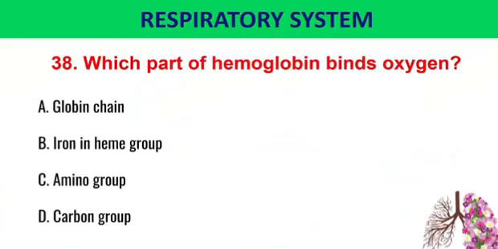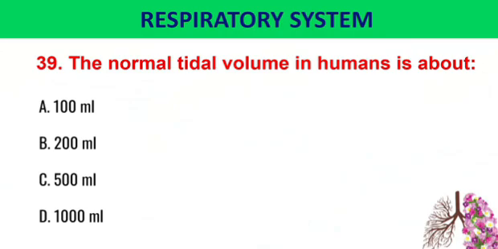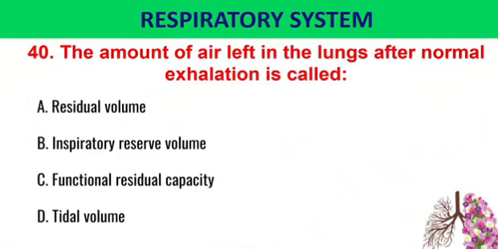Which part of hemoglobin binds oxygen? Iron in Heme group. The normal tidal volume in humans is about 500 milliliters. The amount of air left in the lungs after normal exhalation is called functional residual capacity.